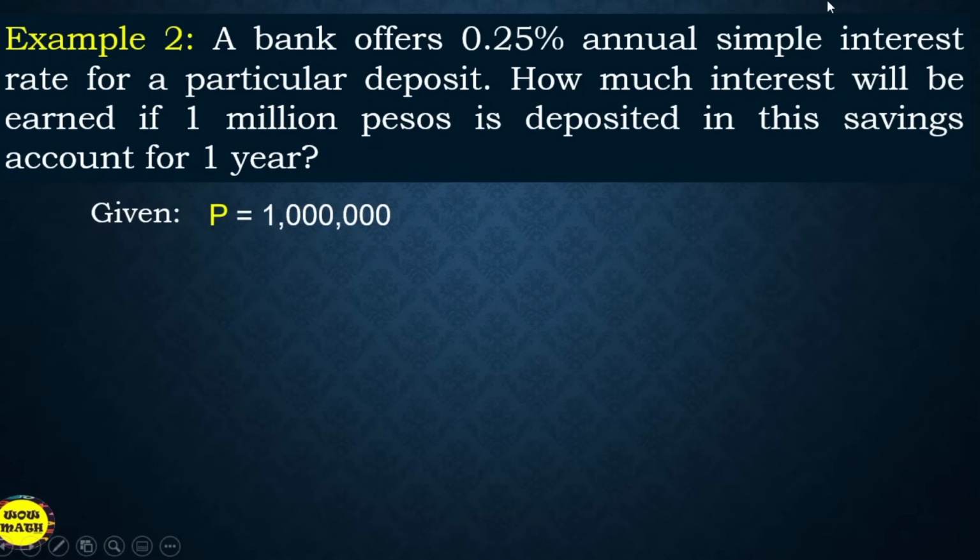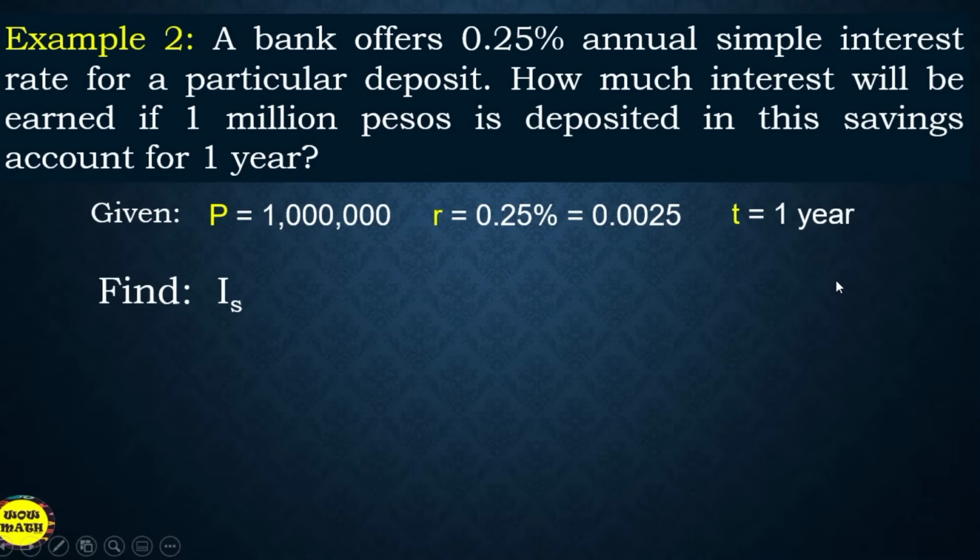Una, yung principal amount. So, paano natin malalaman na principal amount yung 1 million? So, how much interest will be earned if 1 million is deposited? So, yung word na deposited, ibig sabihin, that is, yung 1 million, that is the principal amount. So, next is rate. So, kitang-kita naman yung rate dyan, that is 0.25%. So, we need to convert into decimal, kaya 0.0025. And then, so, ano yung given time? That is 1 year. So, that t is equal to 1.